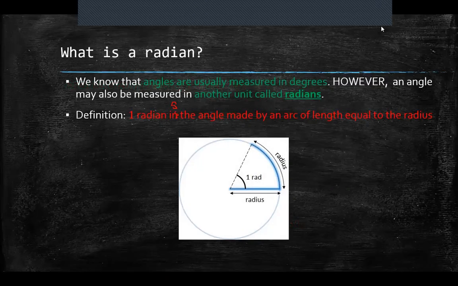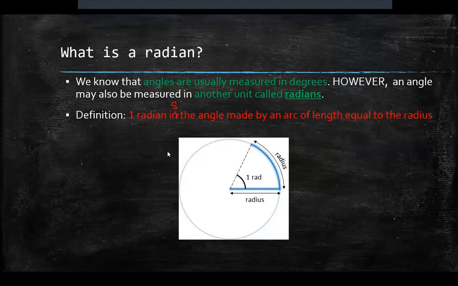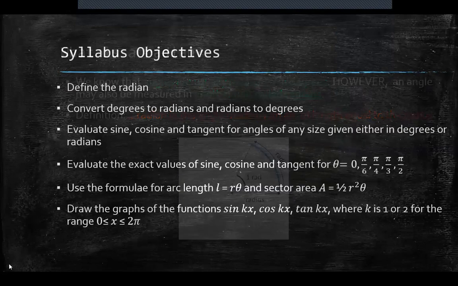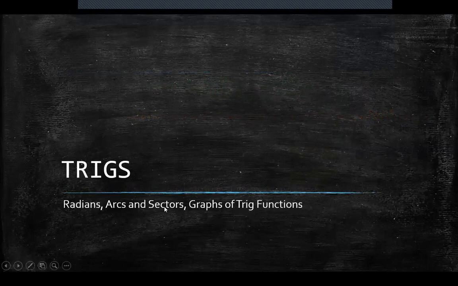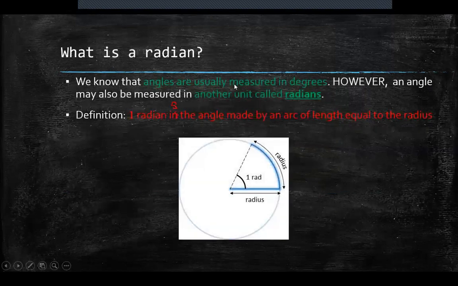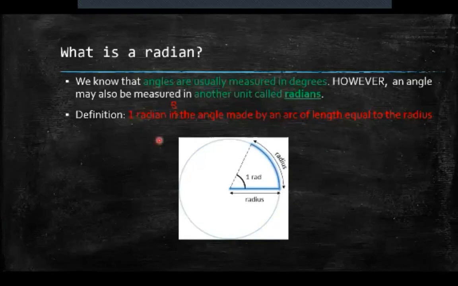So people who are late, this is what we're doing. Trigs, radians, arc sectors. Right now we're doing radians, right? Objectives, yeah. We said that angles are measured in degrees. You know that unit, degrees. If I see an angle, it's measured in degrees. However, there's another unit called radians. So what does that mean? Angles are not only measured in degrees, they can also be measured in radians. But what exactly is a radian? Well, 1 radian is the angle made by an arc of length equal to the radius.